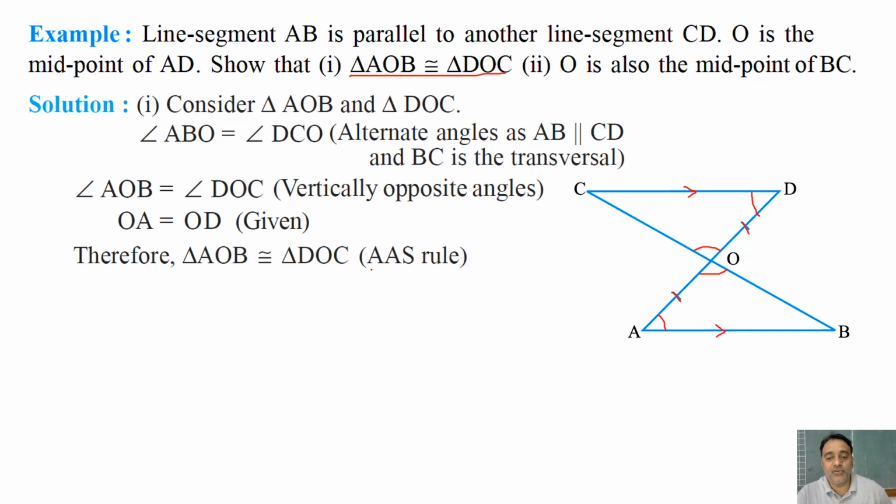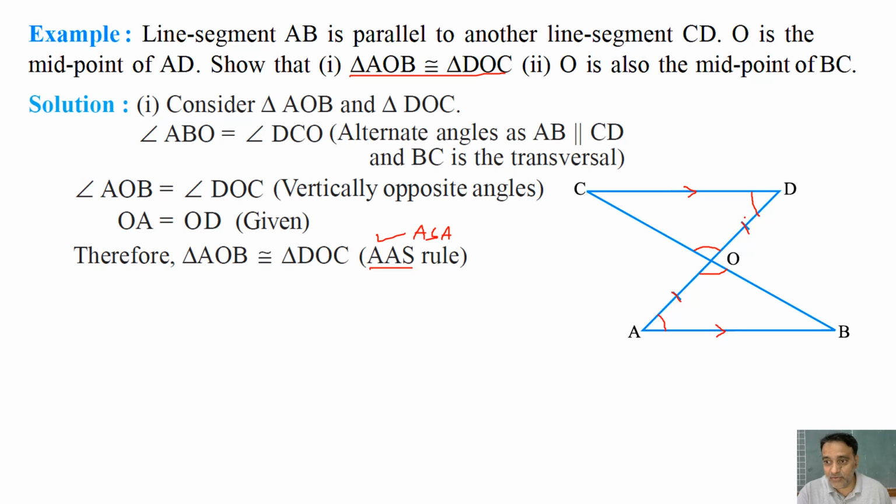Now see, if you write AAS, then it is also correct. Because in ASA we have a restriction. There is a restriction in ASA that the side should be included between the two angles. But for AAS, there is no restriction. Any two angles and any one side. It may be included or excluded. But wherever the side is not included, we can't write ASA. You got my point? Yes, sir. Okay, so here you can write AAS or you can write ASA. Both are correct. Okay, fine.